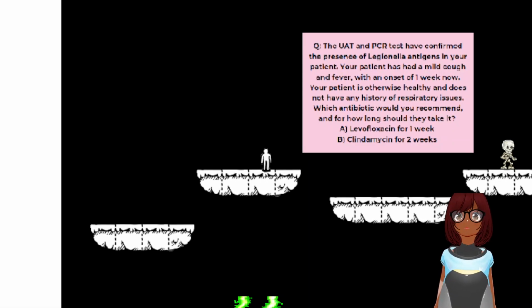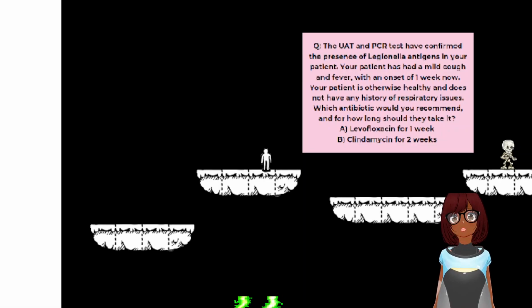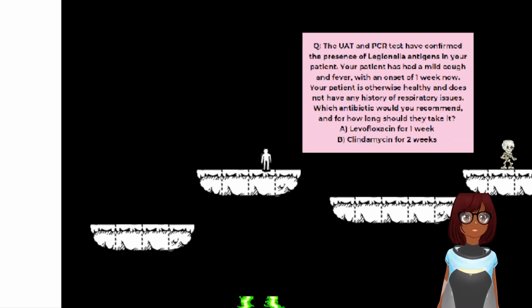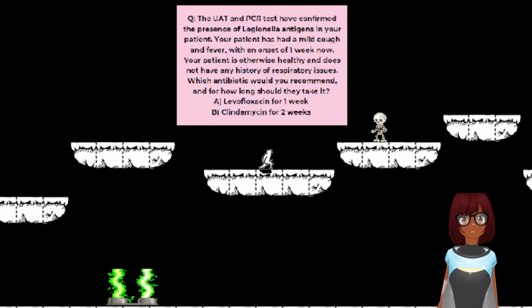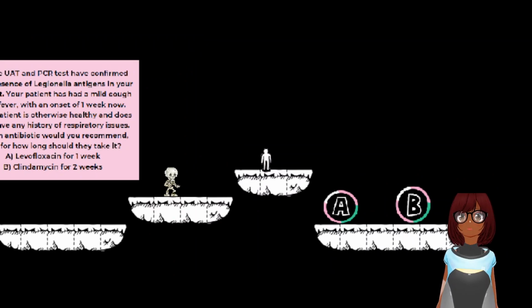Which antibiotic would you recommend, and for how long should your patient take it? A, levofloxacin for 1 week, or B, clindamycin for 2 weeks? The answer is A, levofloxacin for 1 week.